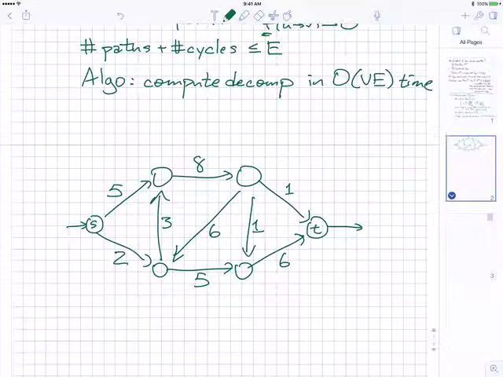The way that the proof of the flow decomposition theorem works and the way that the algorithm for constructing the flow decomposition works is the following. If the flow is 0 everywhere, you're done. The 0 flow is equal to the sum of 0 paths and 0 cycles, and so there's nothing to do.